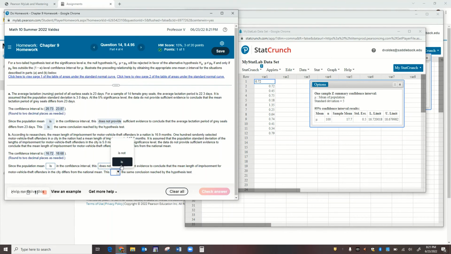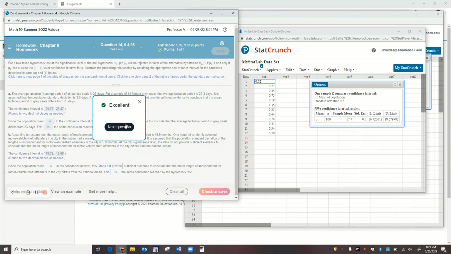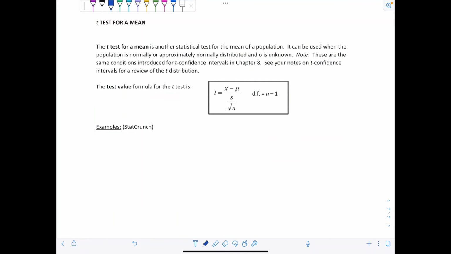You're always going to put this: it is the same conclusion reached by the hypothesis test. It shouldn't be different unless you do it wrong, okay? So that's it. You guys should be good to go. Let's jump back into the lecture notes, and then I do have another example to show you. All right, you guys are doing great.